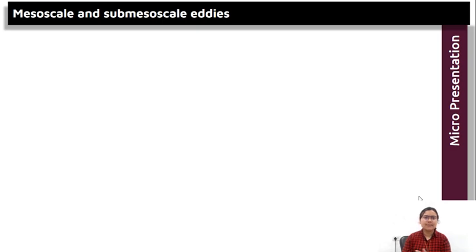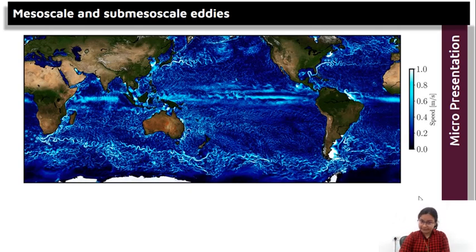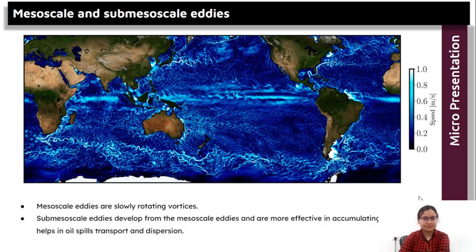Other than this, there are the mesoscale eddies. These are slow rotating vortices, and these mesoscale eddies form fronts and filaments, and these fronts and filaments then disintegrate into submesoscale eddies, which are fast rotating vortices and are more efficient in transporting plastic materials from one region to another.